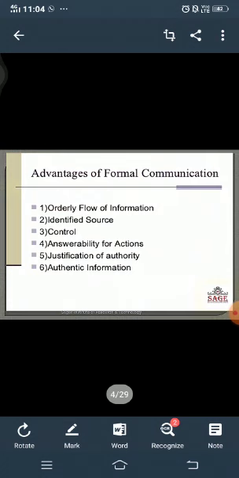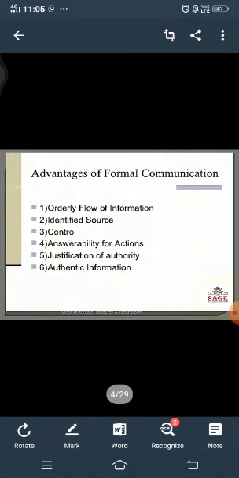Then control, exactly, it is a controlled form, because they have a structured way of disseminating the information to different people. Answerability for actions, because if we come up with a notice or some instruction, and there is some problem in future, we know whom we have to talk to, because the signatory will be responsible for the repercussions of the notice.